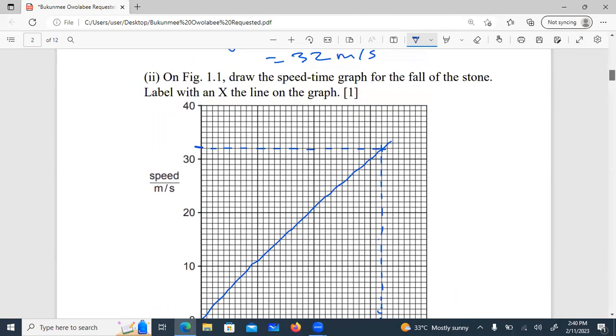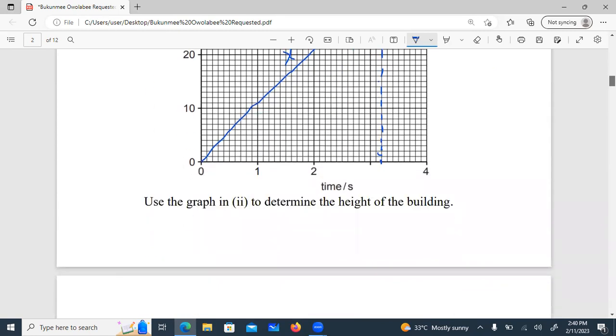That's what the question requires of you, okay? Label with alphabet X the line on the graph. This is the line, and I label it with alphabet X. Good. So the question says, draw the speed time graph for the fall of the stone. This is the speed time graph of the fall of the stone. Let us see the next question.